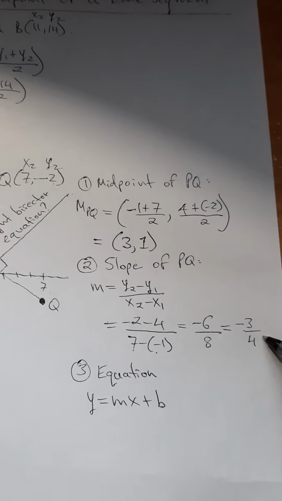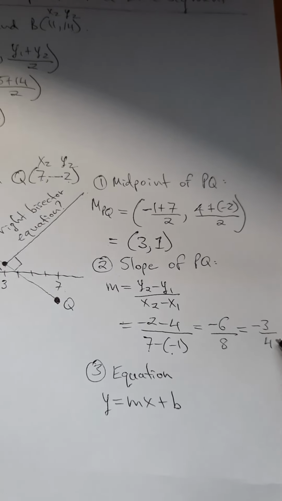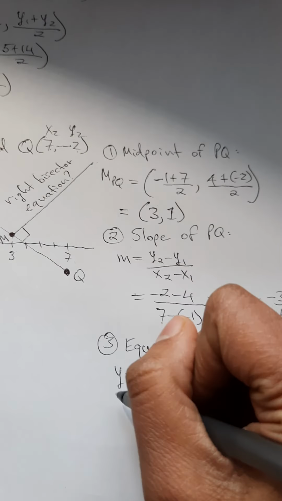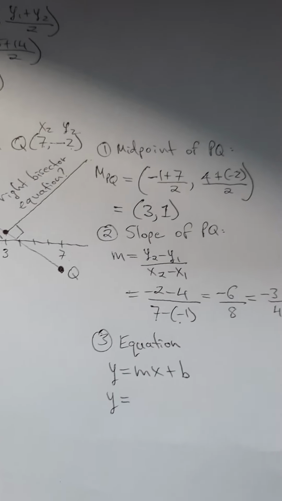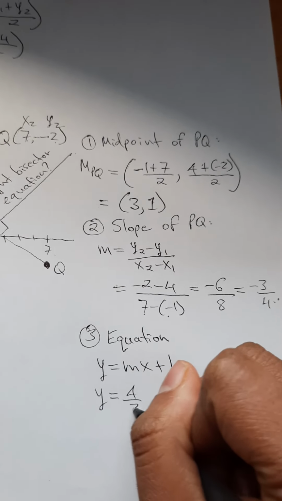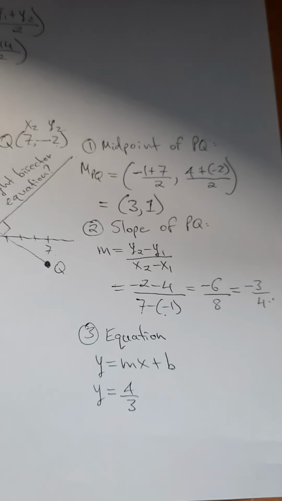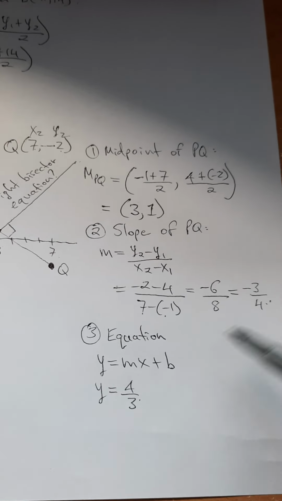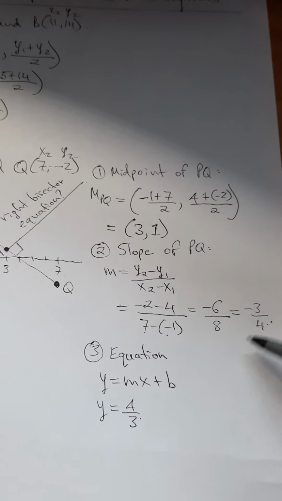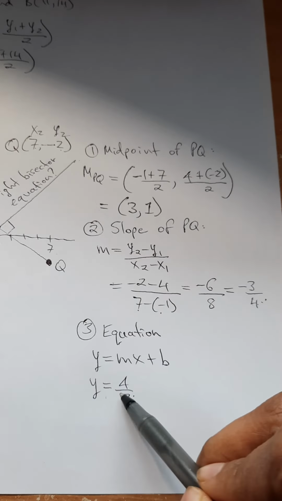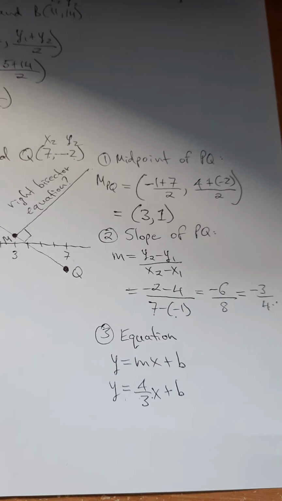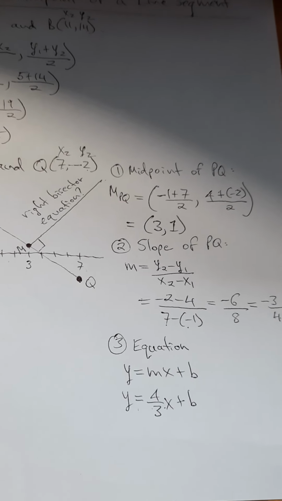Now we have our slope here, which is negative 3 over 4, but this is the slope of PQ. The slope for our line is going to be the negative reciprocal. So you take negative 3 over 4 and flip it over so it becomes 4 over 3. Notice it becomes positive because it's a negative reciprocal. This slope is already negative, and I'm adding another negative sign, which makes it positive. So y equals 4 over 3x plus b.